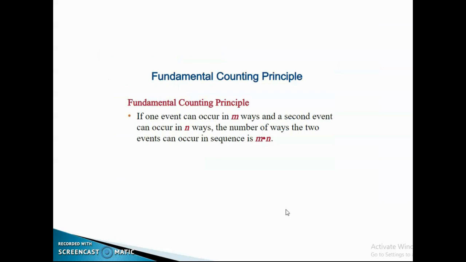Fundamental Counting Principle. Fundamental counting principle is used to find the number of ways 2 or more events can occur in a sequence. For a sequence of 2 events, if one event can occur in m ways and another event can occur in n ways, the number of ways the 2 independent events can occur in a sequence is m times n.